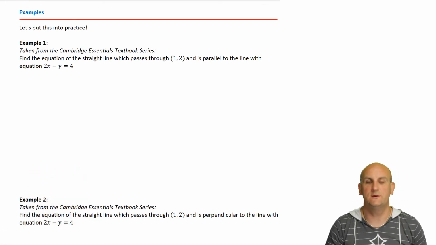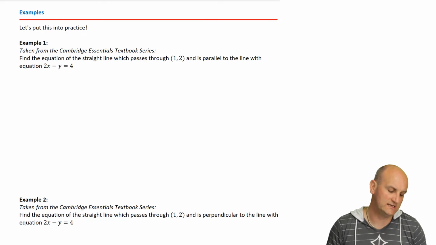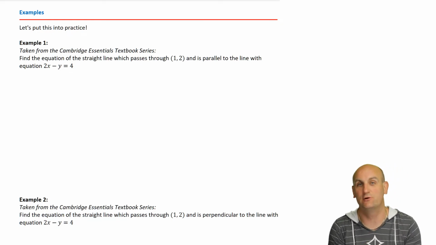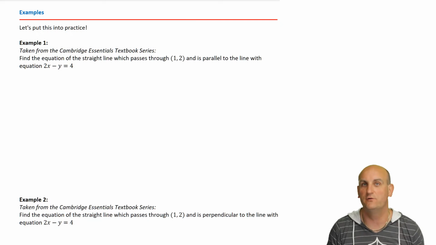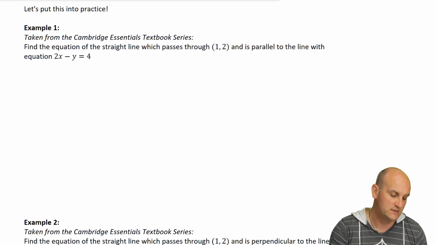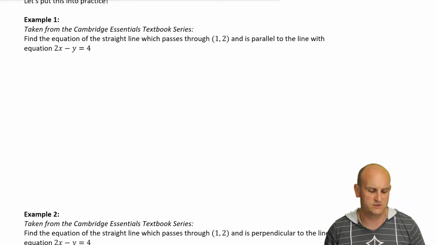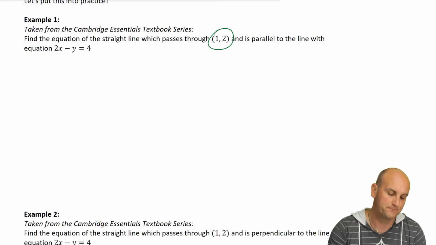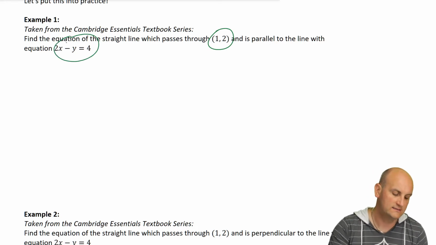So here we go. All of these questions are taken from the Cambridge Essentials textbook series, which is what I'm teaching from, and it is a great series of books. And thank you very much to Cambridge for allowing me to use their examples in my videos. So example number 1, find the equation of the straight line. So we're trying to find an equation of a straight line that passes through here and is parallel to this.